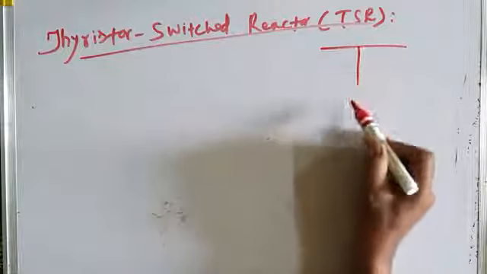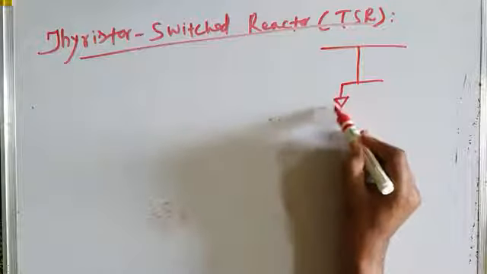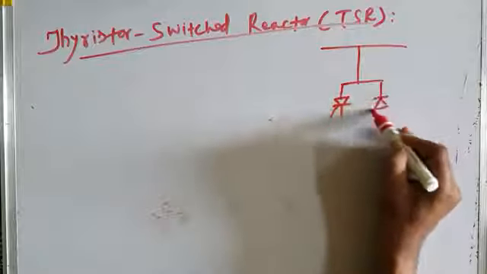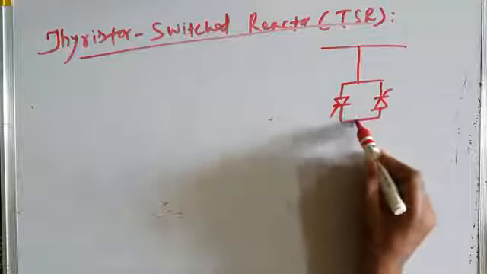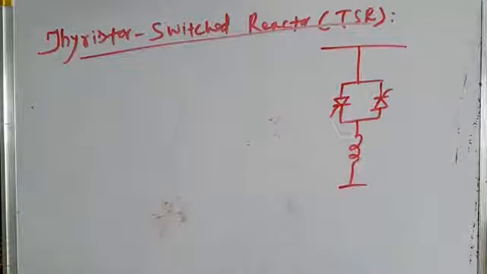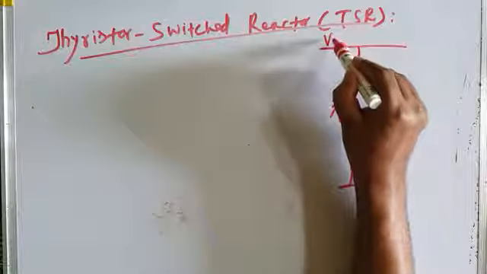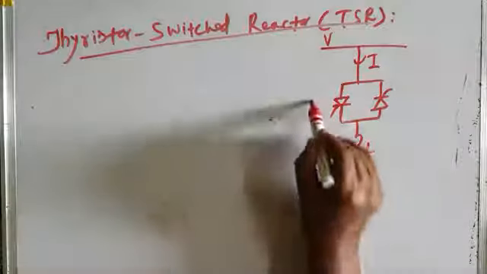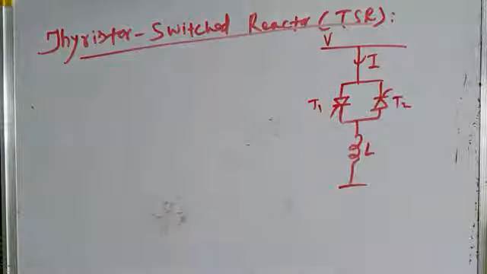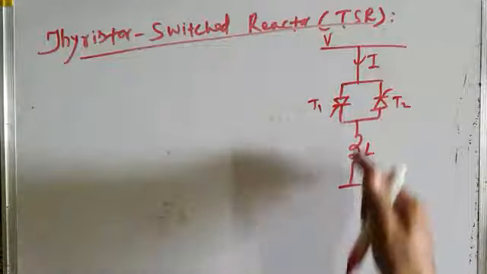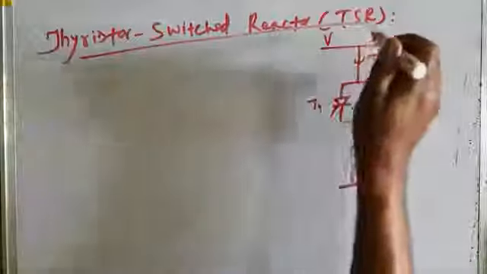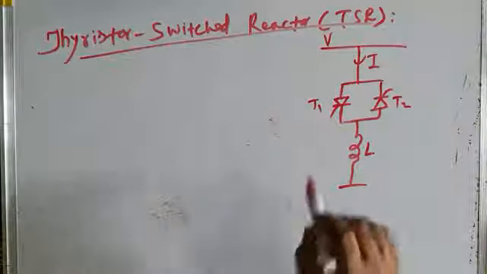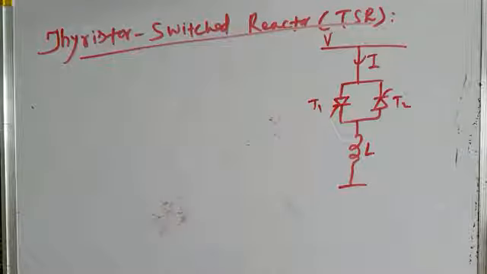TSR has the same configuration as TCR. It comprises two anti-parallel connected SCRs which act as a bidirectional switch in series with a linear air core reactor of inductance L. So if this is V, this will be I. This may be thyristor T1, this may be thyristor T2. So the configuration of TSR, thyristor switched reactor, is exactly the same as that of thyristor controlled reactor, TCR. But the operating principle is different.